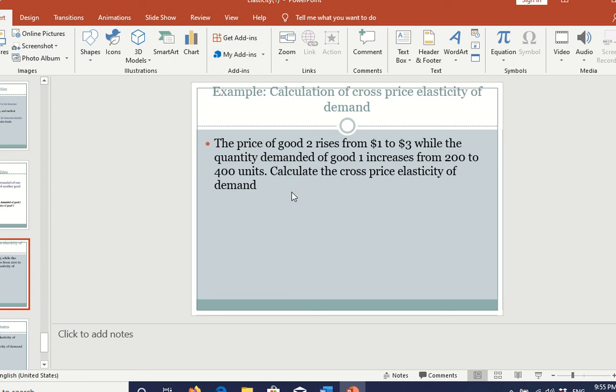Once again, let's pause the video for 5 to 10 minutes and practice the calculation. We're not told which method to use, so unless we're otherwise told, we will use the midpoint method to find the cross price elasticity of demand in this case. So let's pause for 5 to 10 minutes.